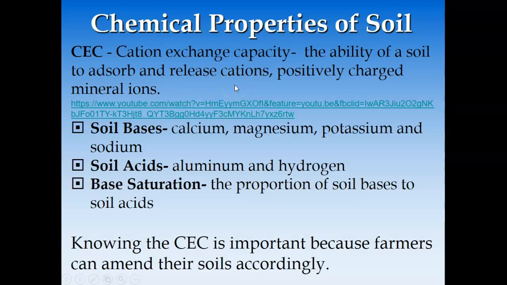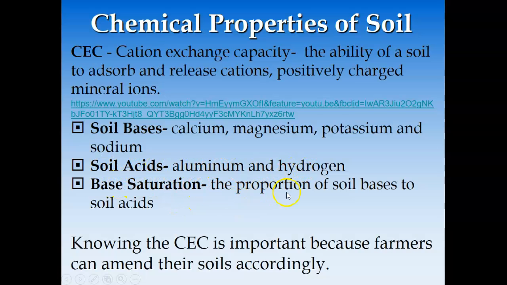CEC is the cation exchange capacity. So this is a chemical property of soil. And that is the ability of a soil to absorb and release cations. So those cations are what we would call positively charged mineral ions. So there are soil bases and soil acids. Bases would be things like calcium, magnesium, potassium, and sodium, all elements you find on the periodic table of elements. And then soil acids would be aluminum and hydrogen, for example.